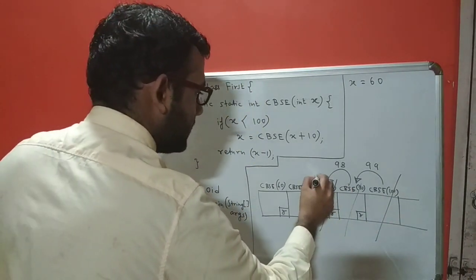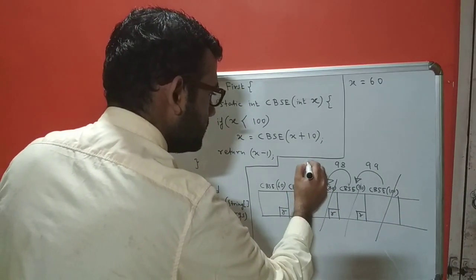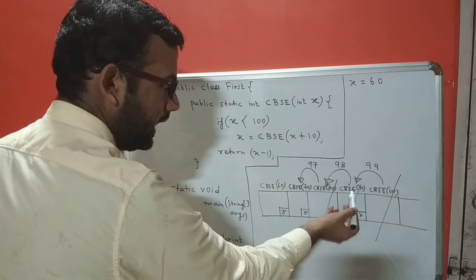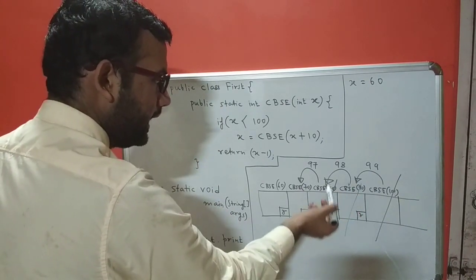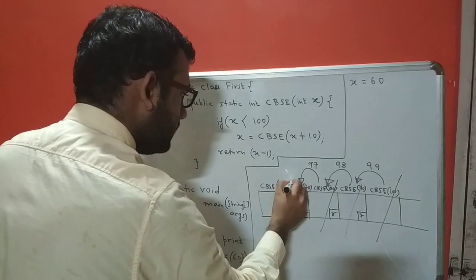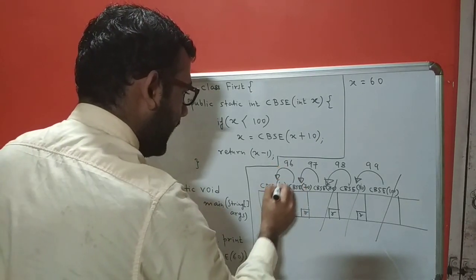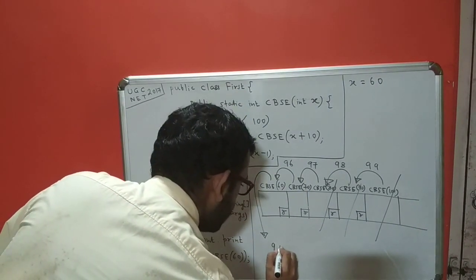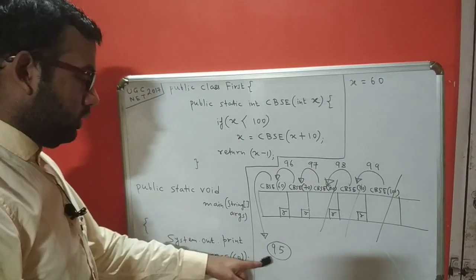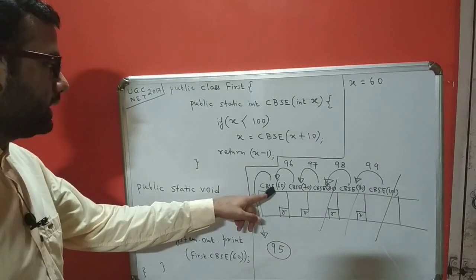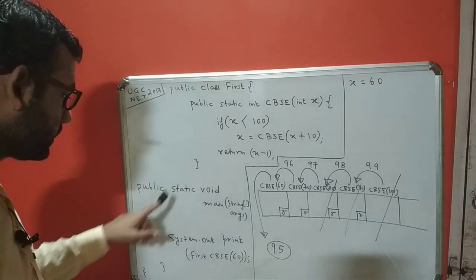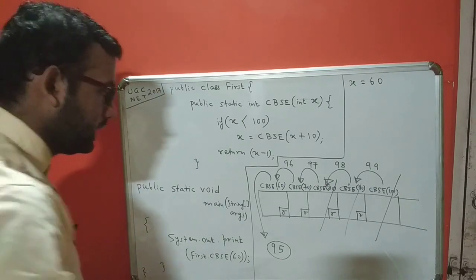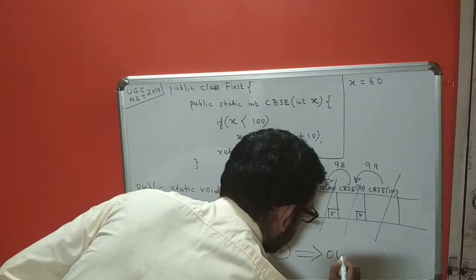Now the pop operations will take place one after the other. So we'll have a series of pop operations. See, it's always returning x minus 1. It is receiving 99, it is returning 98. Receiving 98, returning 97. Receiving 97, returning 96. And finally, cbse of 60 will return 95. To whom? To the function that had called it. And who had called cbse of 60? cbse of 60, mind you, was called by main. So main gets a value of 95 and the final output that we get is 95.